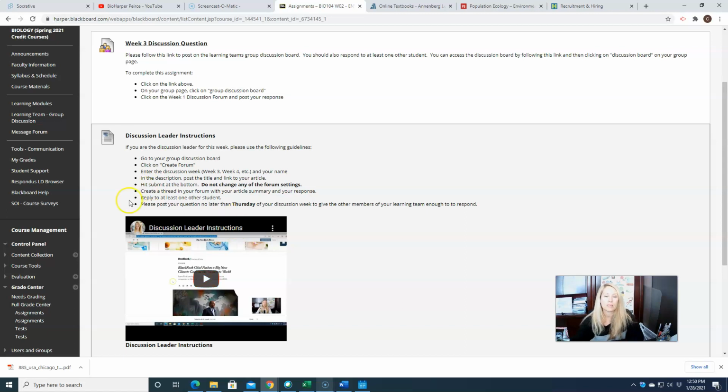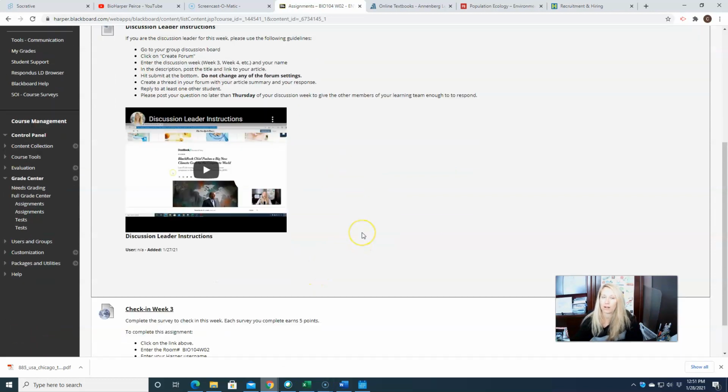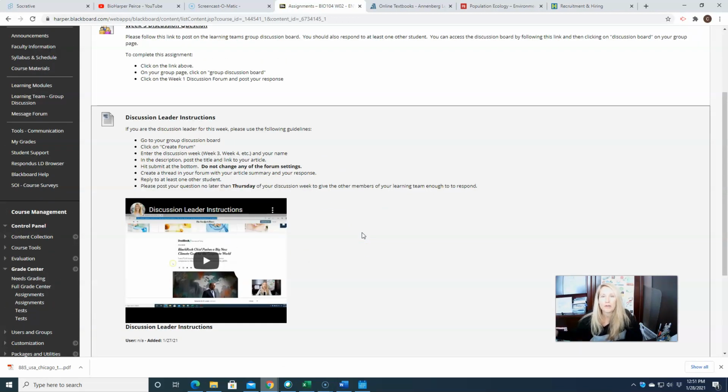This same set of instructions, you'll see it every single week. So if you're not the discussion leader until week 6 or week 7 and you can't remember what the specific instructions were, don't worry about it. You're going to see this same set of instructions in your assignment folder that week as well.